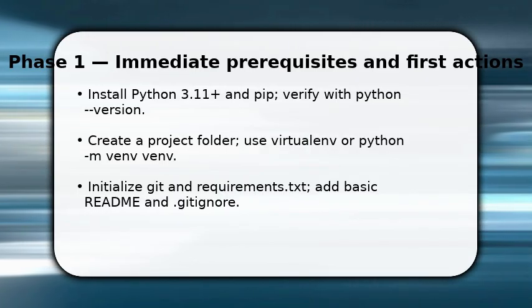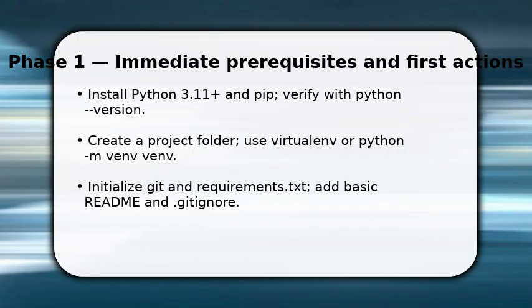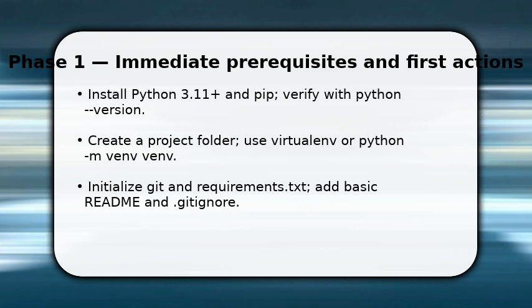Initialize Git now so you capture changes from the start. You'll save time later when debugging environment differences versus production. Keep commands short and explicit. Run python -m venv venv, then source venv/bin/activate or venv\Scripts\activate.